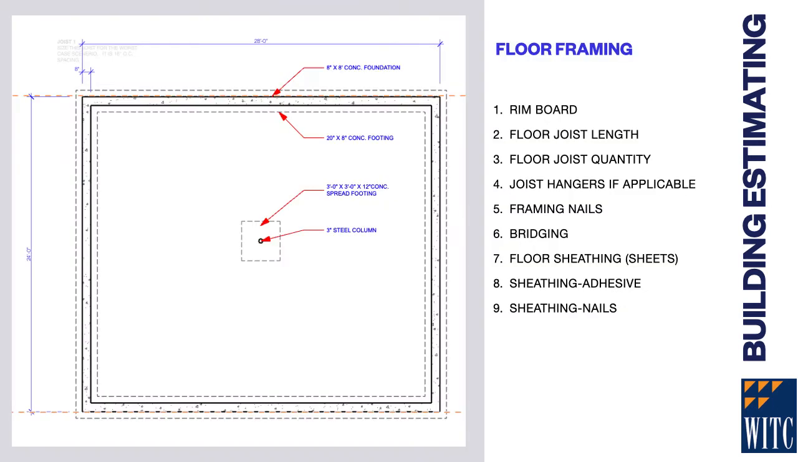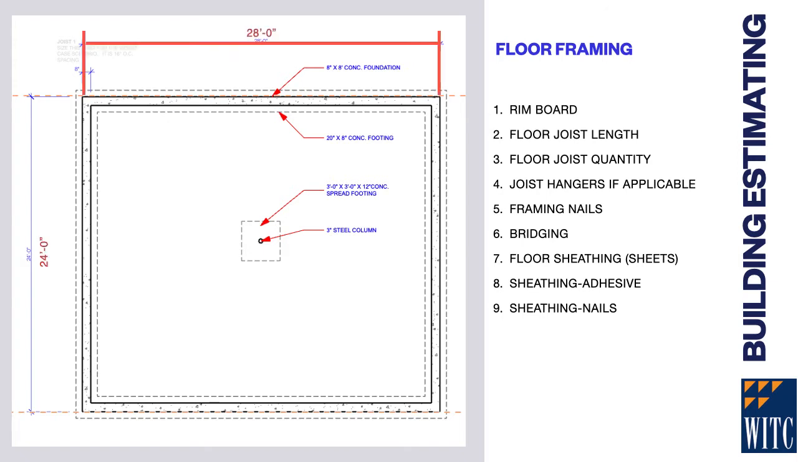So when we're figuring out our floor framing, we're going to do a takeoff for our rim board and for our floor joist. We have to figure out the quantity and the length. If we have any joist hangers, we have to figure those. We're going to have nails for framing, and bridging. We're going to have floor sheeting, which we'll figure out in sheets. We're going to figure out adhesive and then nails for the sheeting.